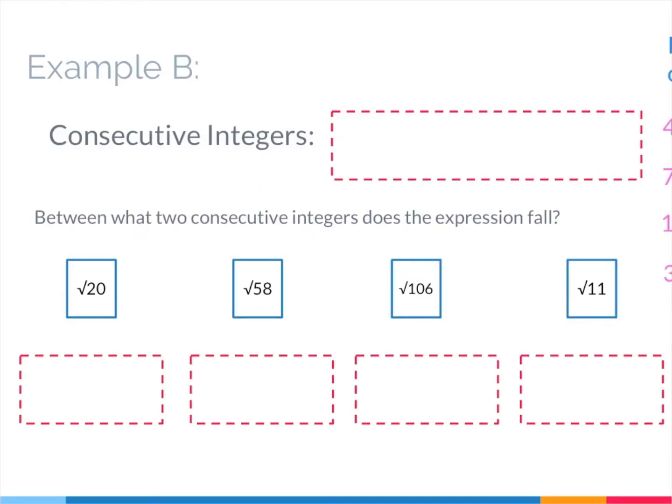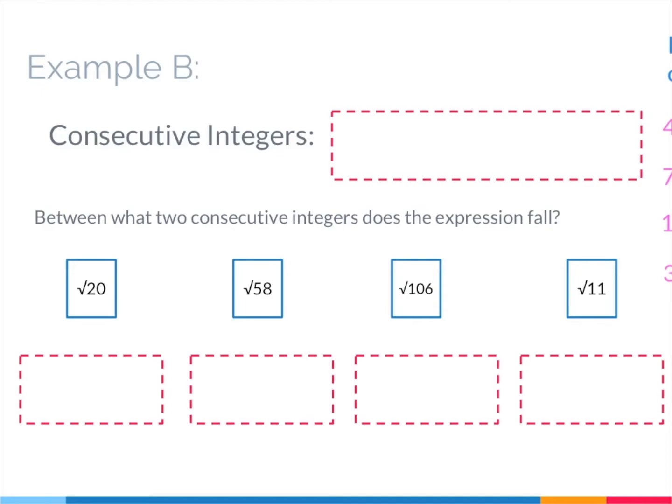Now here in example B, we're talking about consecutive integers. And it says, between which two consecutive integers does the expression fall? So perfect squares are easy. When we had the square root of 36 in the last question, the answer was 6, and we were able to put that number right on the number line. However, not all numbers are perfect squares. So when we don't have perfect squares, we have to say between which two consecutive integers that falls.